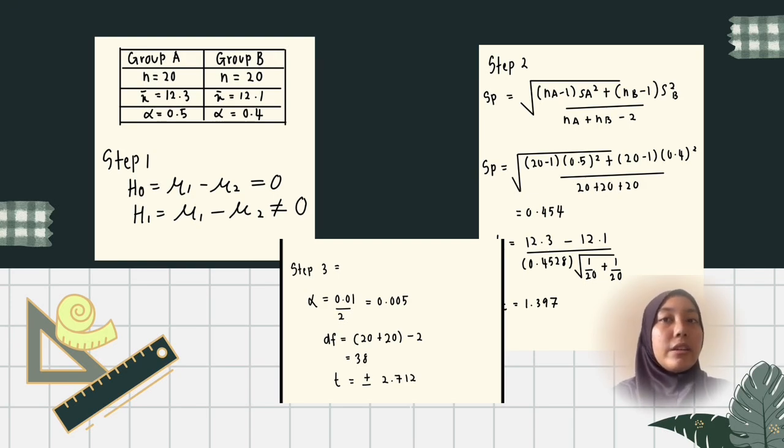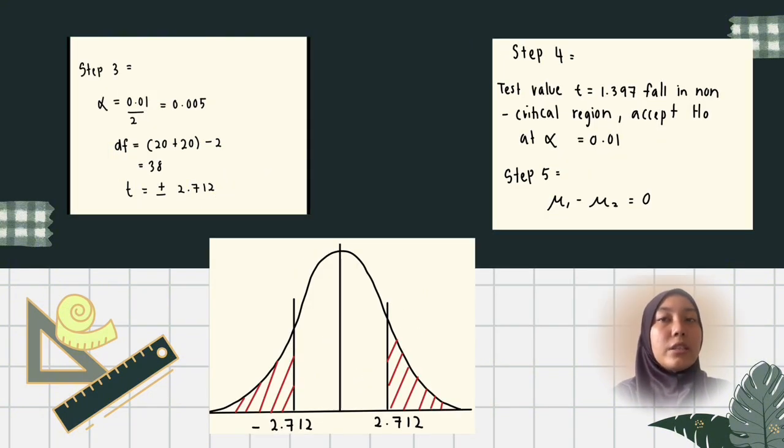With 38 degrees of freedom, the critical t value at the 0.01 significance level for a two-tailed test is plus minus 2.712. Since our calculated t value 1.397 is less than 2.712, it falls inside the non-rejection region. Therefore, we fail to reject the null hypothesis.